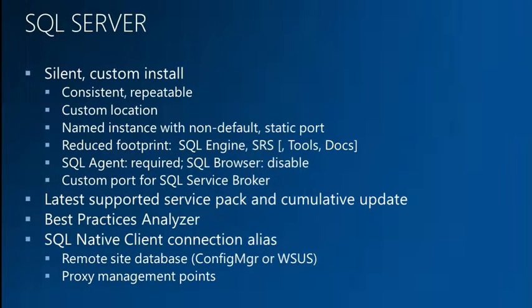So for example, at the bottom there, like a proxy management point, it will need to be able to access the database remotely. You can do that with the browser disabled by installing the SQL native client and setting up what's called a connection alias. That basically gives it the path through to the database, the FQDN, the port number, and such. And that will allow that remote system then to be able to connect into the database.